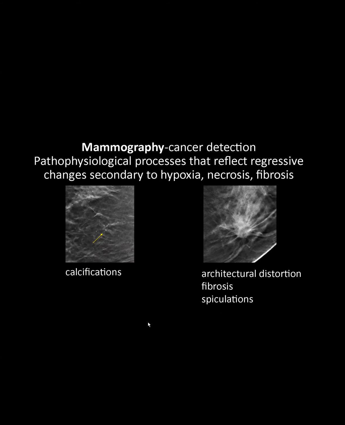So moving on now to another form of breast imaging. Mammography really shows regressive changes. It's the cancer reacting with the adjacent breast tissue. And you can see things like calcium deposits or this star appearance. And it's really the fibrosis that's happening in the breast, and that's why you're able to see it.